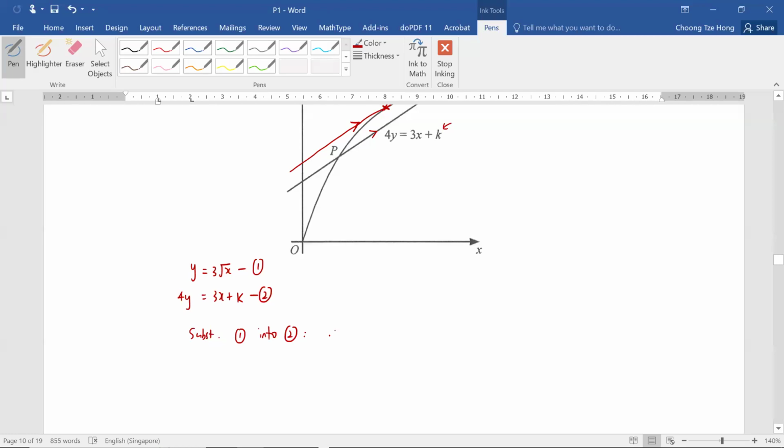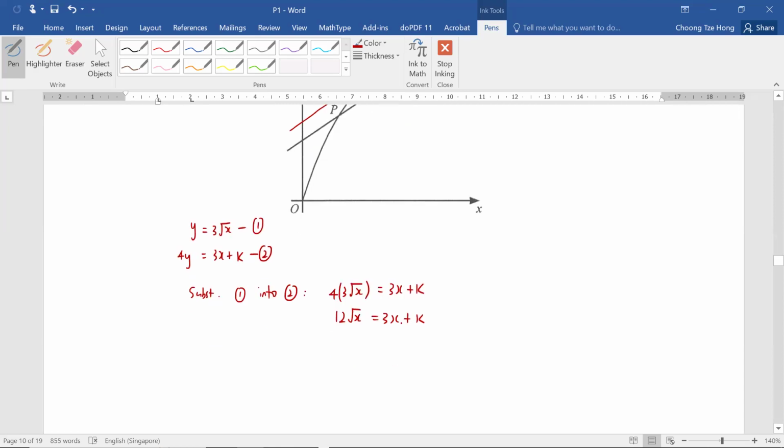Okay, so that will give us 4 times 3 root x equals 3x plus k. Then 12 root x equals 3x plus k. Right, so I'm going to do the same thing, introduce the substitution. Let z equal the square root of x. So we will get 12z equals 3z squared plus k.